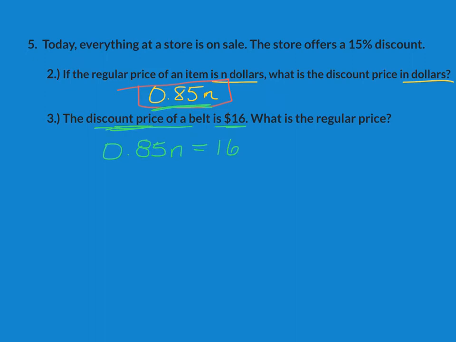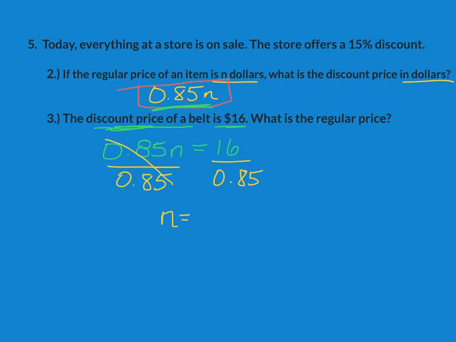So now I'm simply going to solve that. I've got 85 hundredths, or 0.85 times n. The opposite of that is to divide by 85 hundredths. I do that on both sides because it's like a seesaw. I need to do the same thing on both sides. These two cancel. I'm left with n equals 16 divided by 0.85.